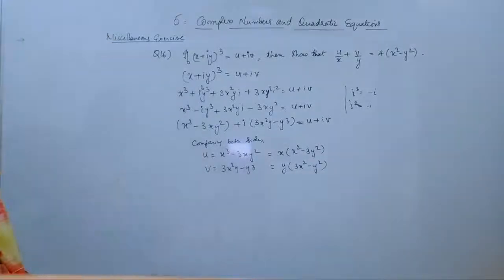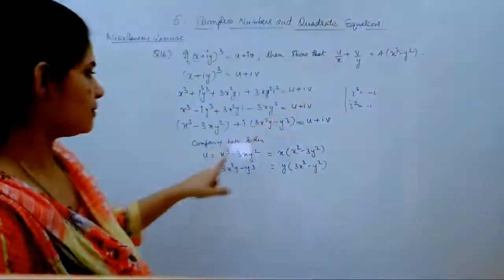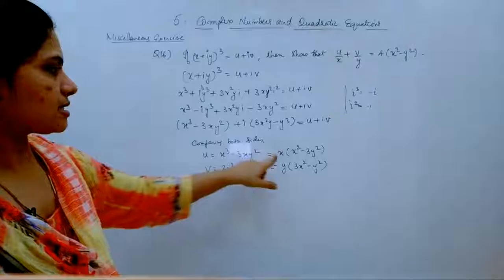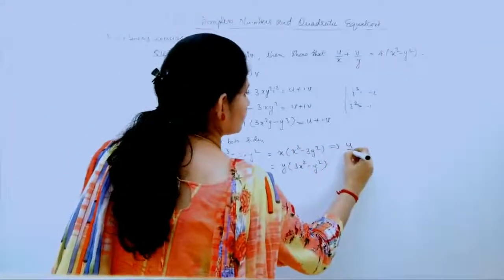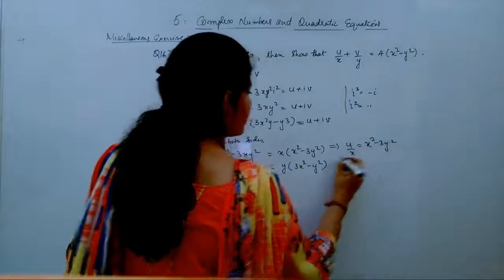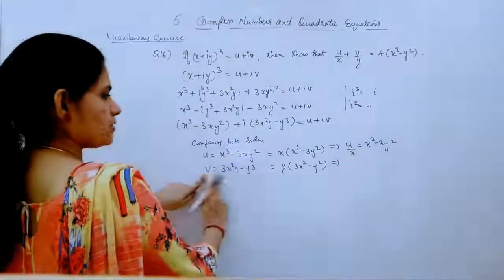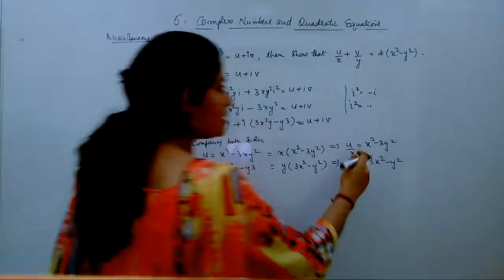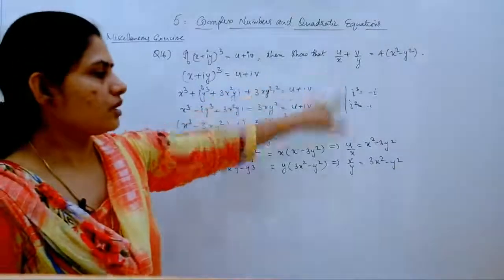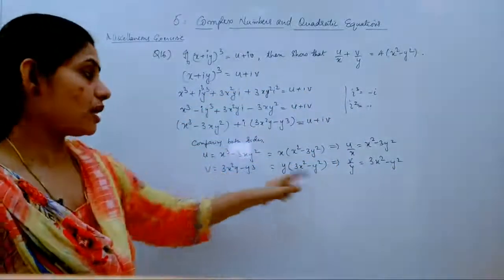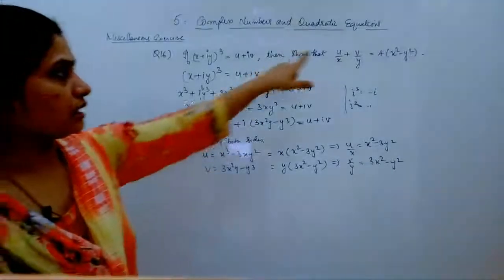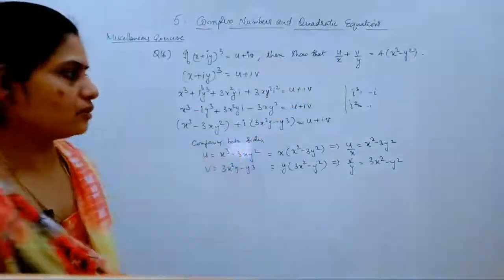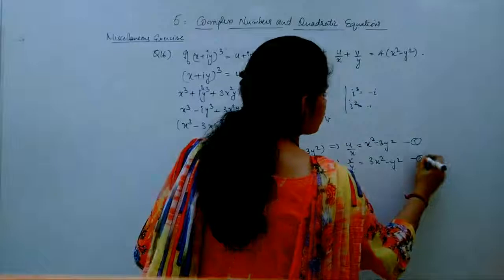Okay, now why I have done this is to find out what is u by x directly from this equation. Since it is u equal to x into x square minus 3y square, u by x will be x square minus 3y square. And from the second equation, you will get v by y is equal to 3x square minus y square. This will be easy for you to calculate because on the left hand side you have to just add these two equations. Or else you can just replace the value of u and v in the left hand side, substituting for u and v which you got, and then you will get the answer. So this is equation number 1, 2.